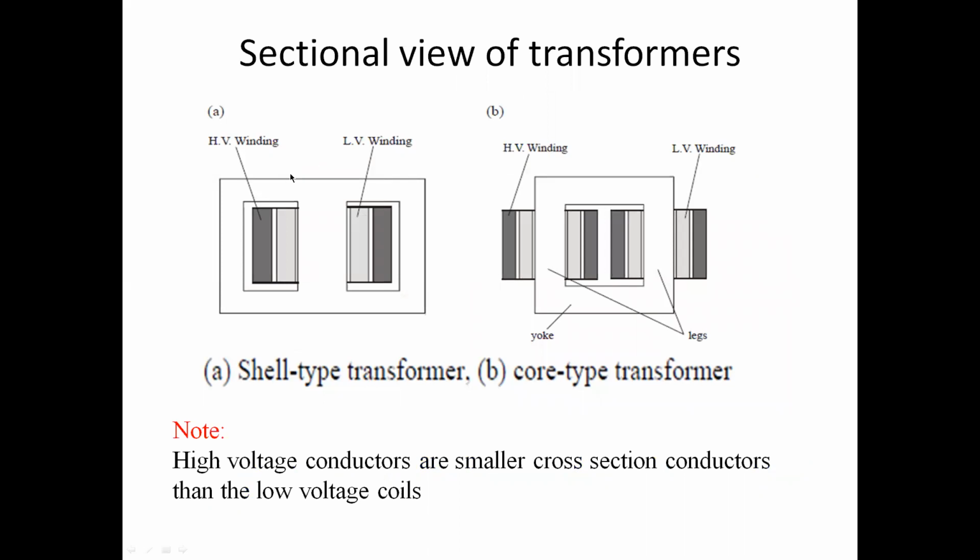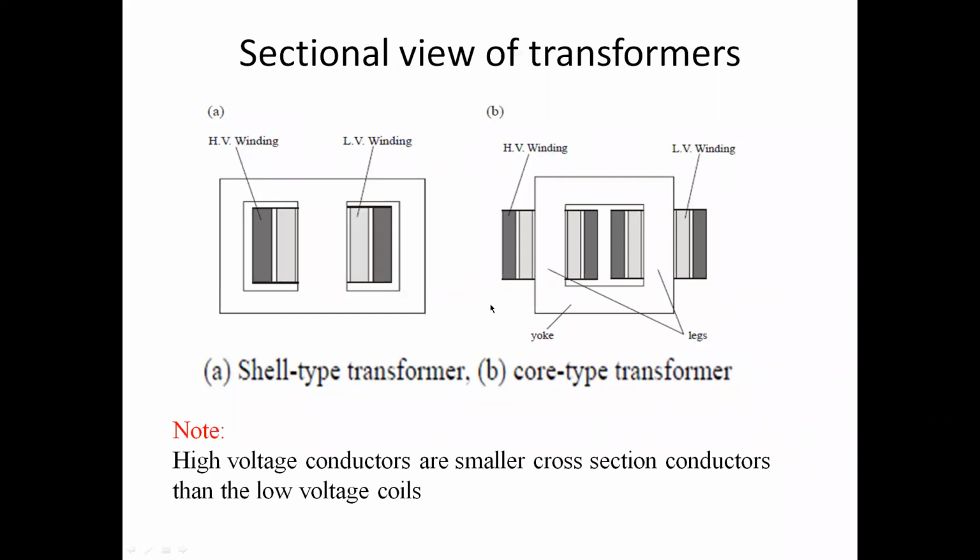Now see here in the cross-section view, it is simply seen. This light gray color is the primary LV in shell type. This is your shell type, this is your core type, and here over this LV we put the HV windings. Same here is LV, HV. Here is also half LV, then half LV here, then over this LV we put the HV winding.